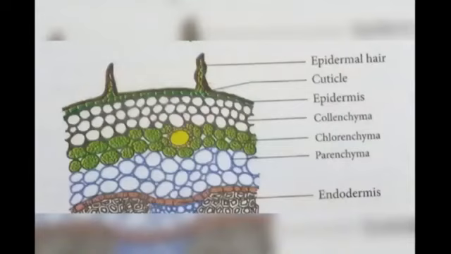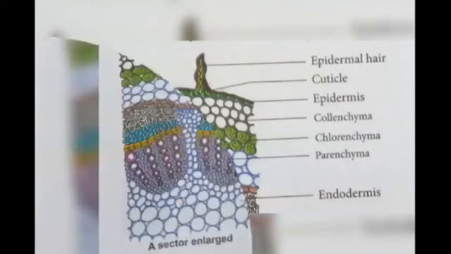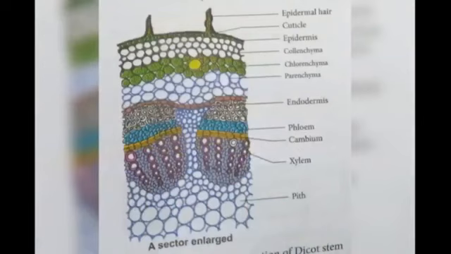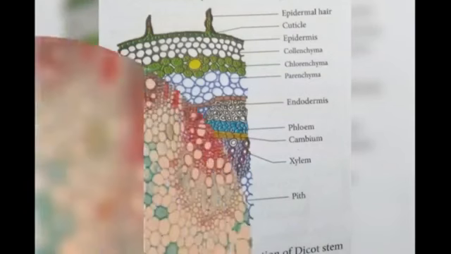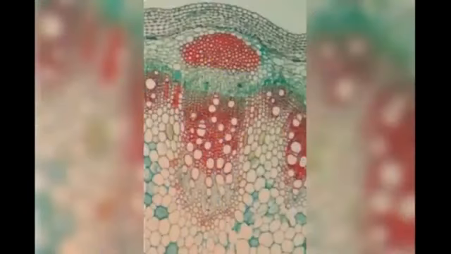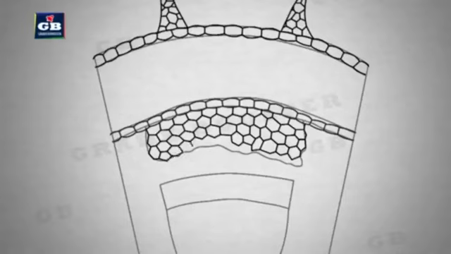Let's discuss the anatomy of dicot stem. Dicot stem consists of an outer layer called the epidermis made up of a single row of cells, and beneath that you can find the endodermal cell, which is also a single row of cells called the bundle sheath.